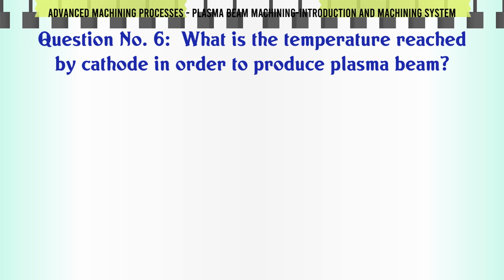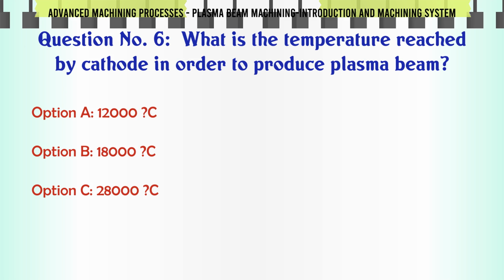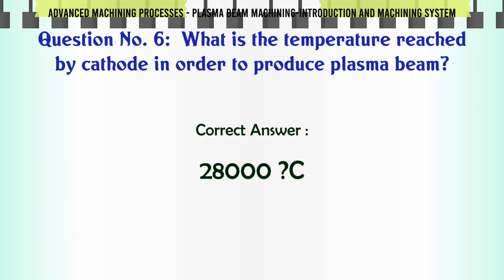What is the temperature reached by cathode in order to produce plasma beam? A. 12,000 C. B. 18,000 C. C. 28,000 C. D. 40,000 C. The correct answer is 28,000 C.